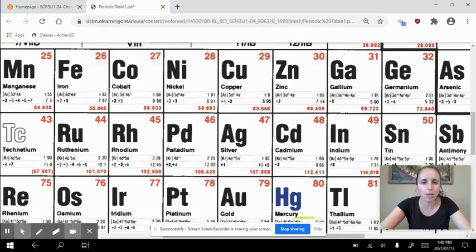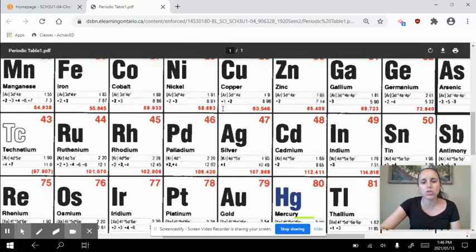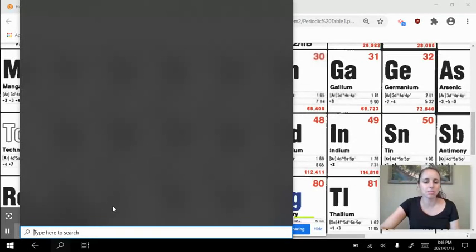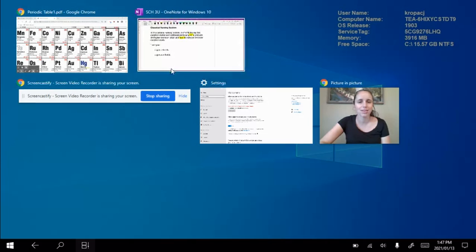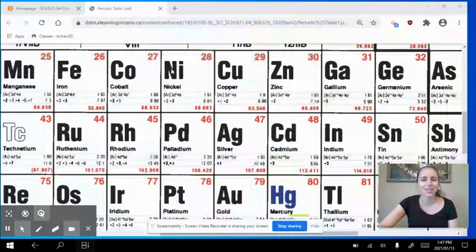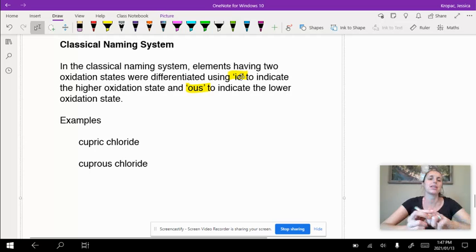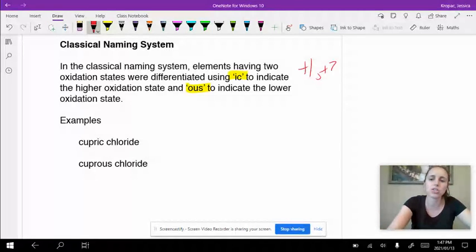So we're going to zoom in on copper here, and we can see copper has two different oxidation states. Copper has an oxidation state of 1, and copper also has the oxidation state of 2. In our classical naming system, ic means the higher oxidation state. So remember, copper has two different oxidation states, +1 and +2. So ic must mean I'm dealing with copper 2. Ic means the higher number, so I'm dealing with copper 2.